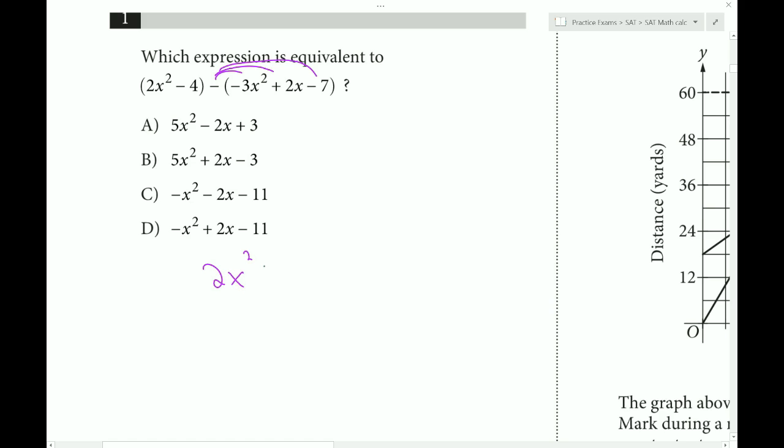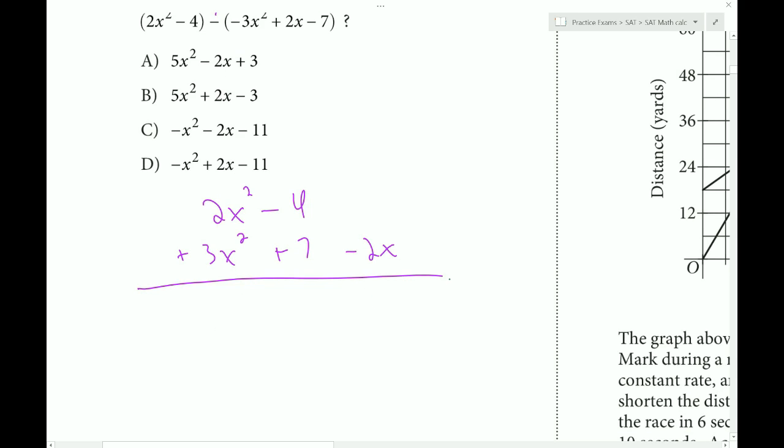So the first is 2x squared minus 4, and then we've got a plus 3x squared, right? We've got a minus 2x, and we've got a plus 7. So altogether here we get 5x squared, and then we put the minus 2x, and then minus 4 with plus 7 is plus 3. So that looks like choice A.